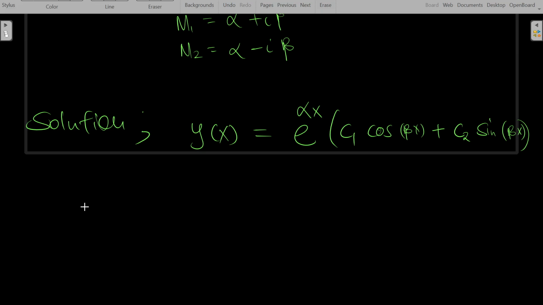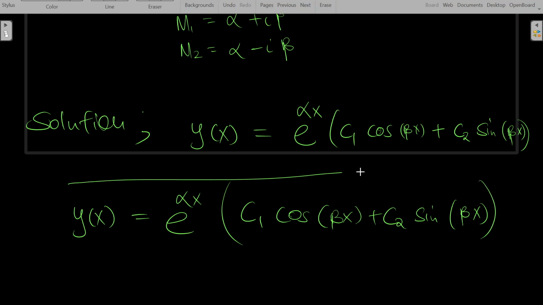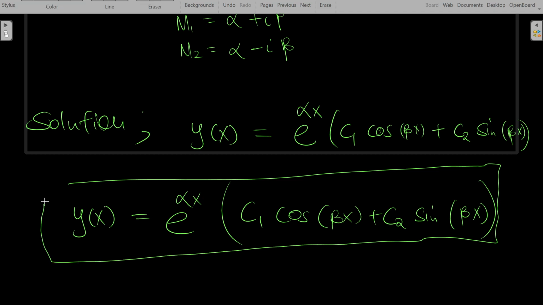Let me just clean these a bit. So I'll write y of x equals e raised to alpha x into c1 cosine of beta x, don't mind my beta, plus c2 sine of beta x. Okay, so that's my answer. So I also need you to memorize this formula. We'll be using it in more examples to come.